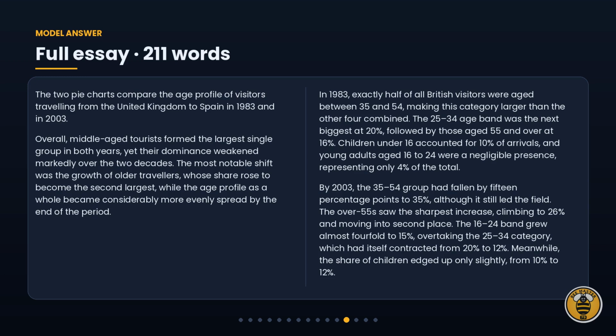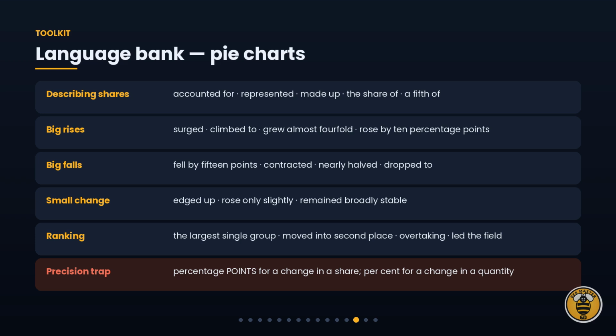Here is the complete essay on one screen, 211 words, comfortably inside the 20-minute window. Pause here and read it end to end. Watch how Body 2 never simply lists 2003. Every sentence carries the 1983 figure with it, so comparison is built into the structure rather than bolted on at the end. Your language bank for pie chart questions.